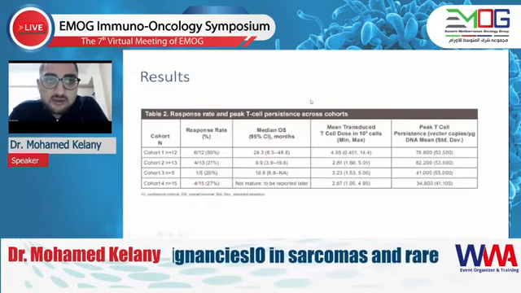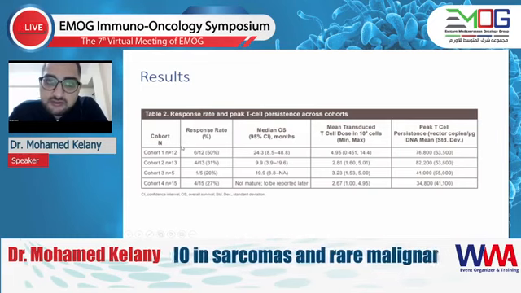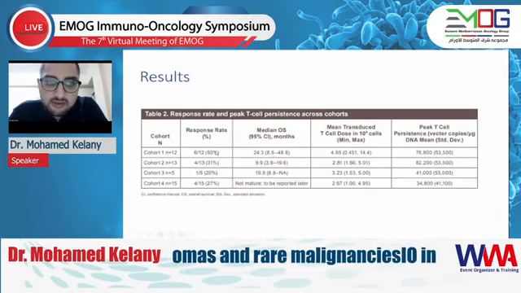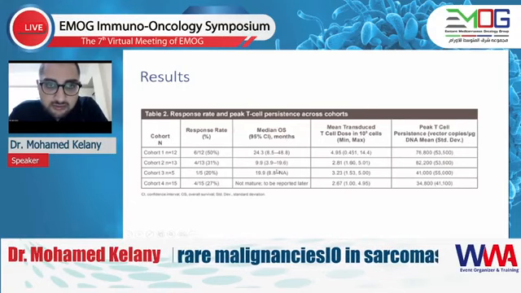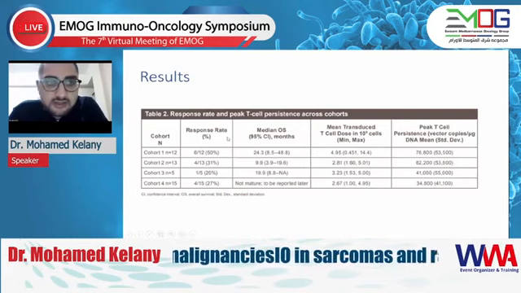As for the results, the best response rate is in cohort 1, which has high expression of the cancer testis antigen and uses high dose fludarabine and cyclophosphamide. It is also the highest for median overall survival. The next cohort for overall survival is cohort 3, and the next for response rate is cohort 2.